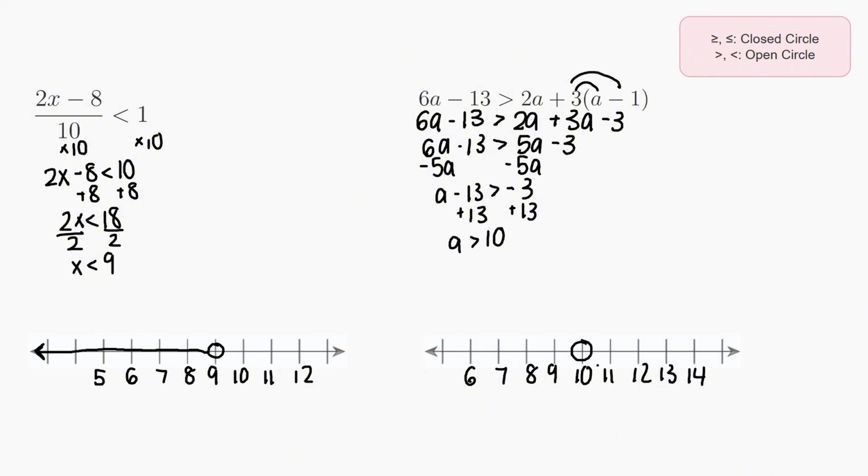The arrowhead is pointing to the right. Answer here. And just as a check, numbers that work should be like 12, 13, 14. 12, 13, and 14 all work for this inequality right here.